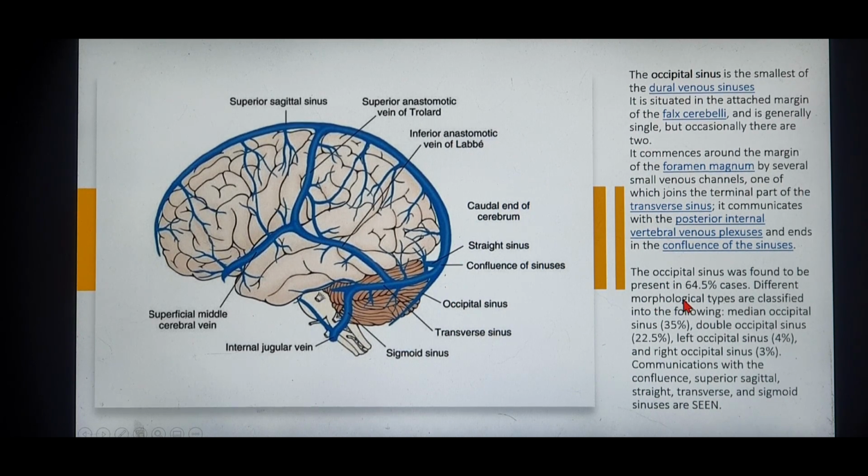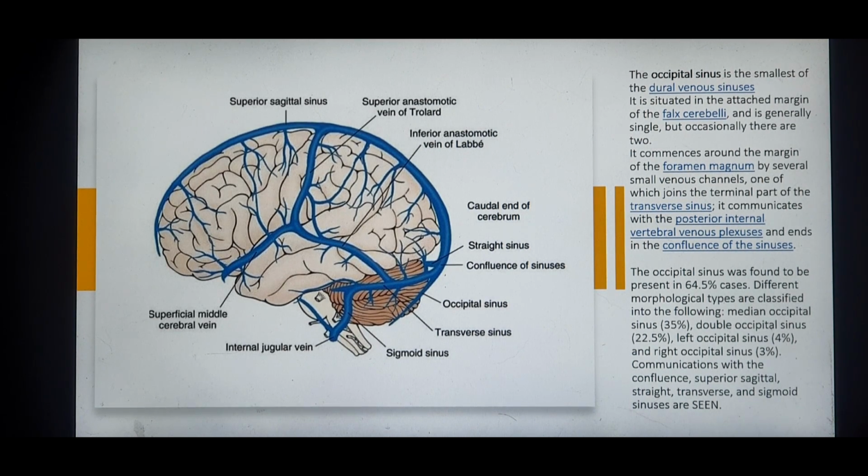Now it may be present in 64.5% of cases. It may be single, it may be double, it may be a left occipital sinus, it may be a right occipital sinus. So it may be present on one side, it may be double on the other side. So there are a lot of variations you can see. So this is all about the venous dural sinuses.